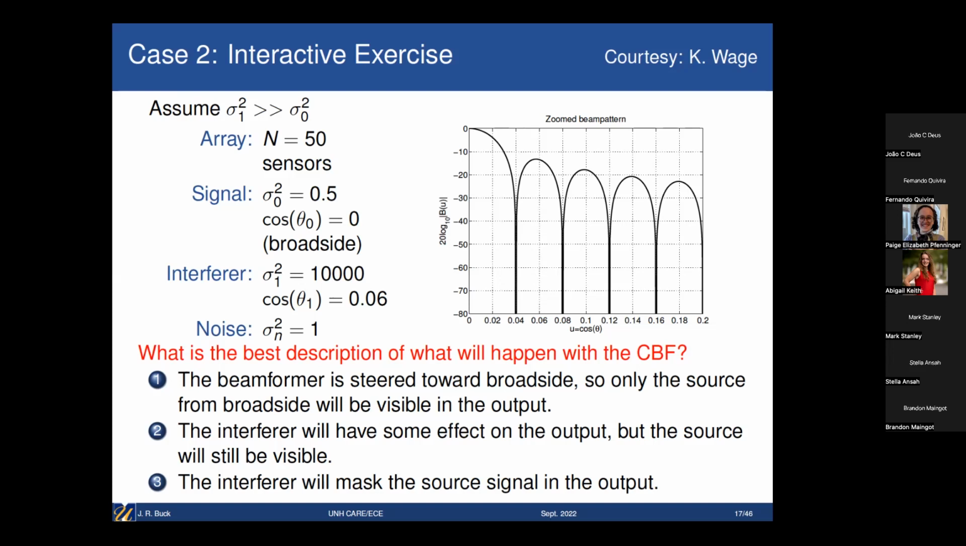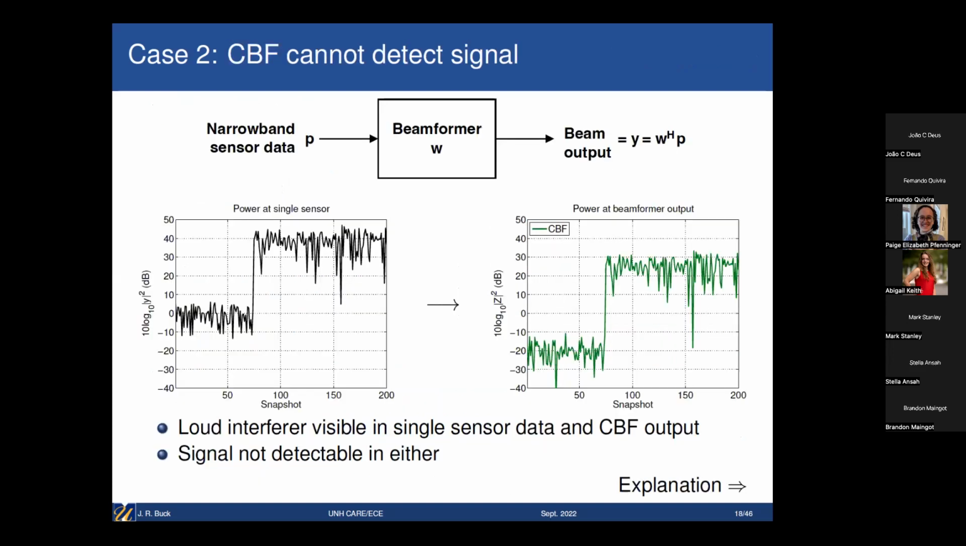And as Nick was hinting, I overheard him talking to Jen. This is why we need nulling. So we'll get to that in a second. But the CBF will not detect the signal. If I look at the sensor or the beamformer output, all I see is this loud interference. Remember, that's Jen turning on at 75, and I never hear Shad start talking 50 samples later, right?